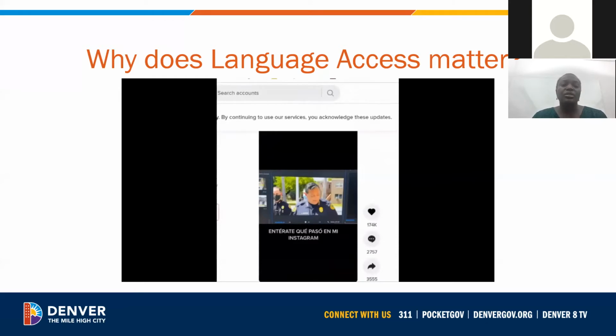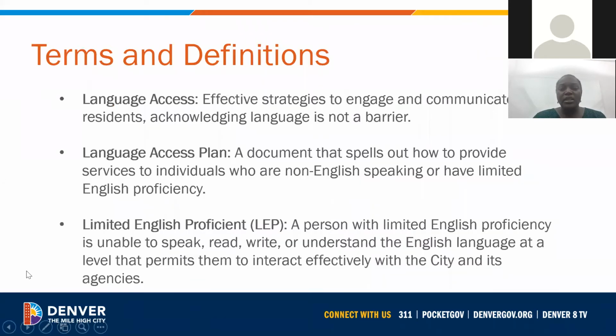Today's focus is going to be on individuals who consider themselves limited English proficient. And we'll talk a little bit more about what that definition means quickly here. But essentially, those are individuals who would determine that they do not speak English or cannot communicate at a certain level to effectively communicate with the city and their agencies.